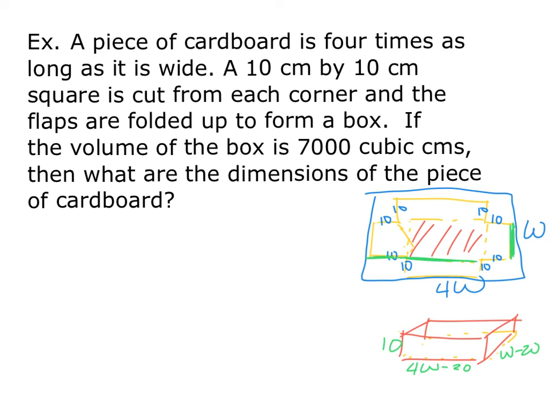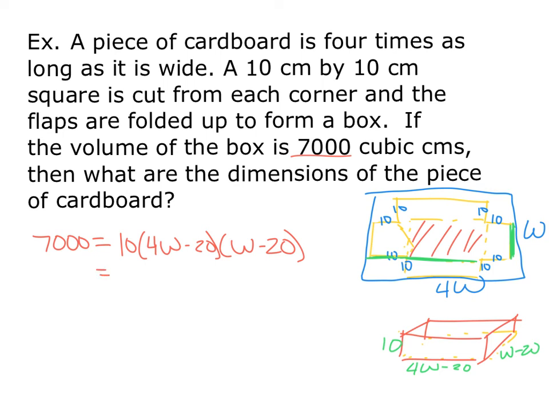So now it says the volume of the box is 7,000. So how do you find the volume of a box? It's 7,000 equals length times width times height. So we have 10 times 4W minus 20 times W minus 20. All right, so go through, multiply all that out, and then solve. Probably going to use the quadratic formula again, right?